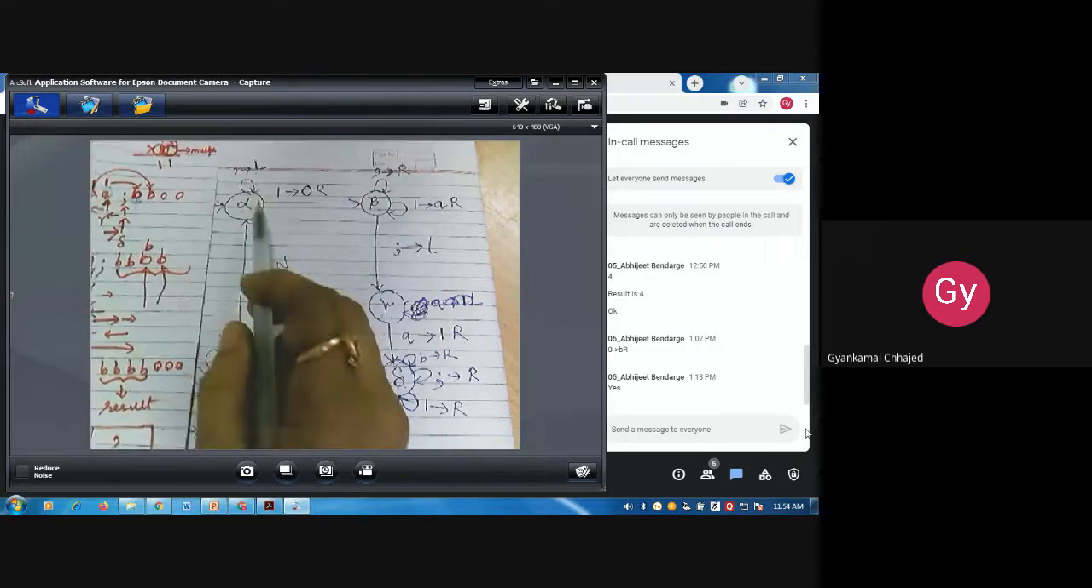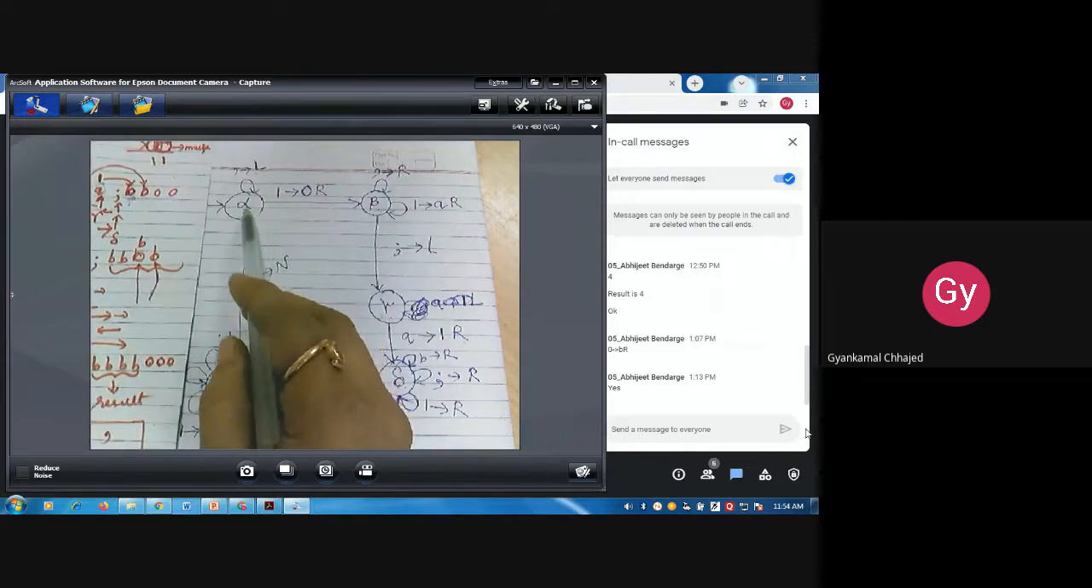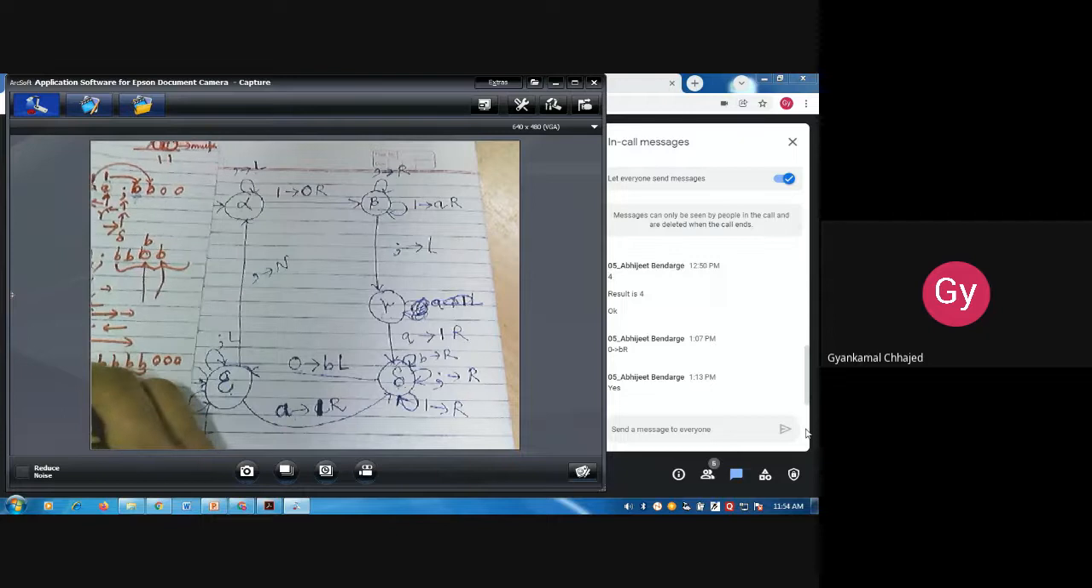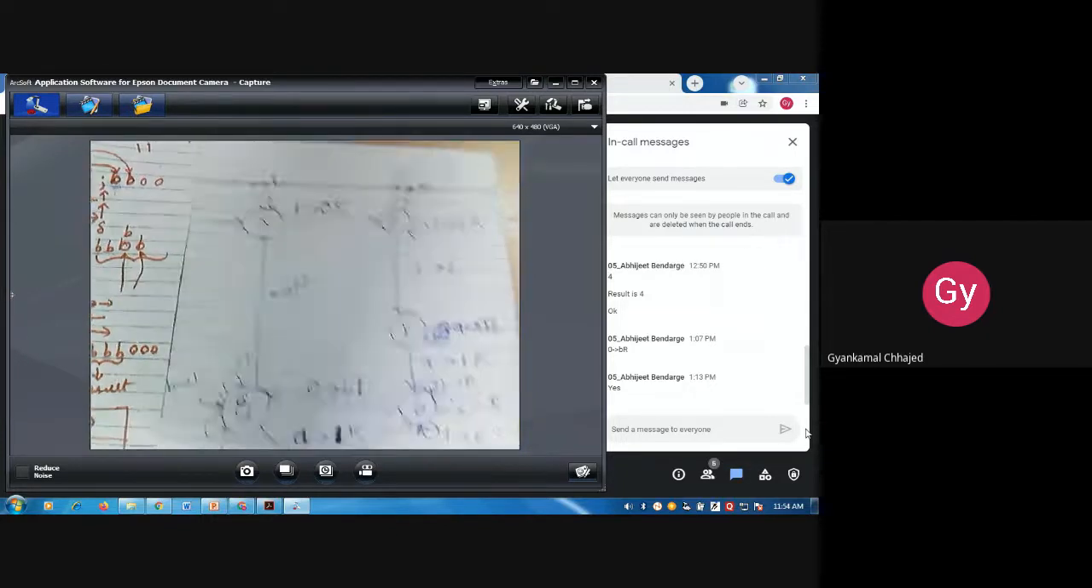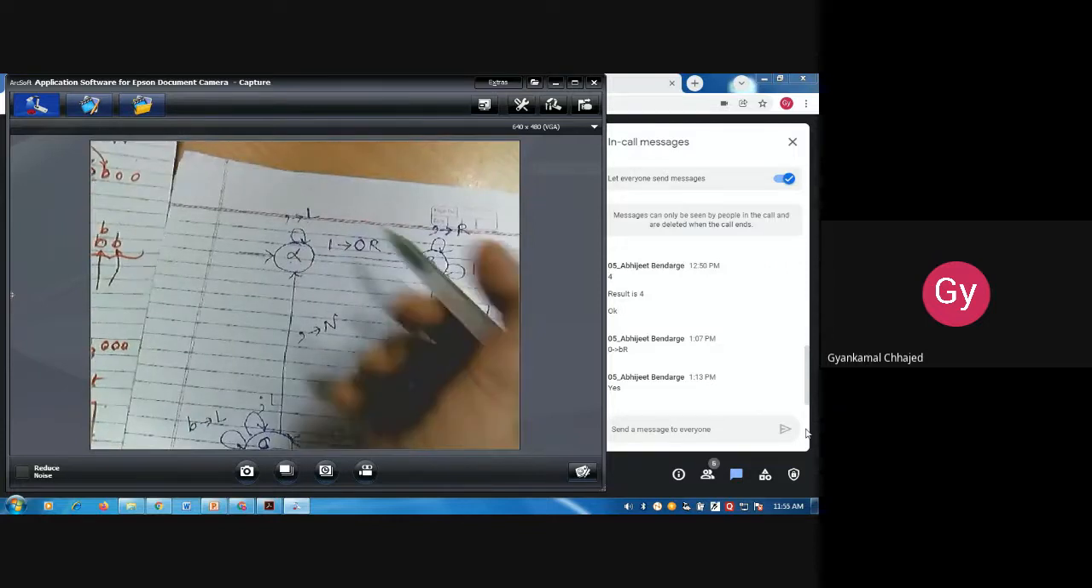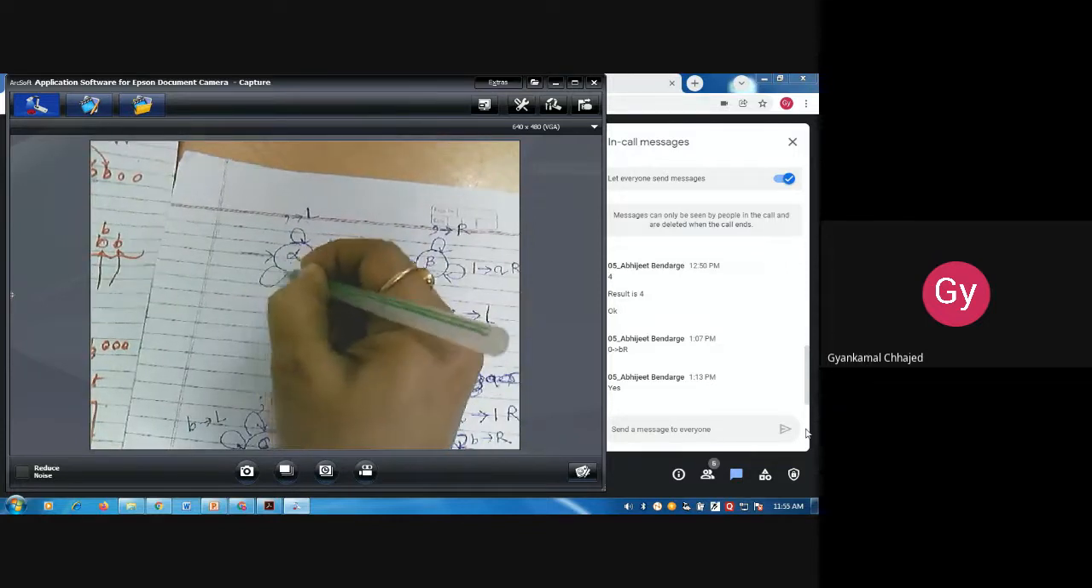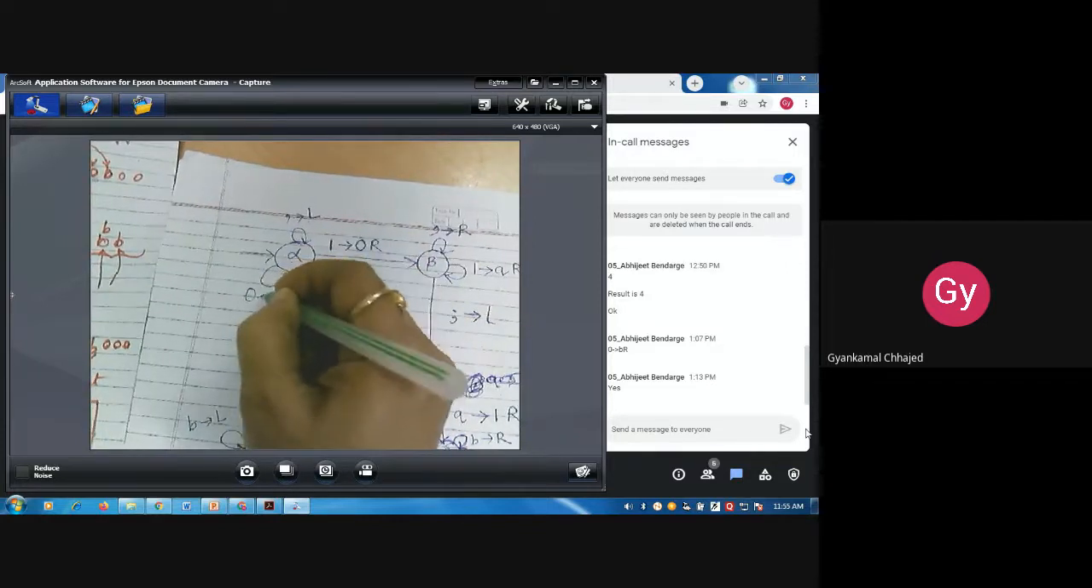What you have to continue now, the situation will be what? At alpha, you are getting 0. So if you are getting 0, then you have to add on the things as what? You have to just keep on moving left like this.